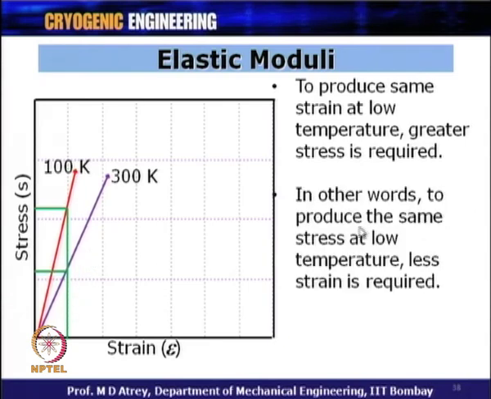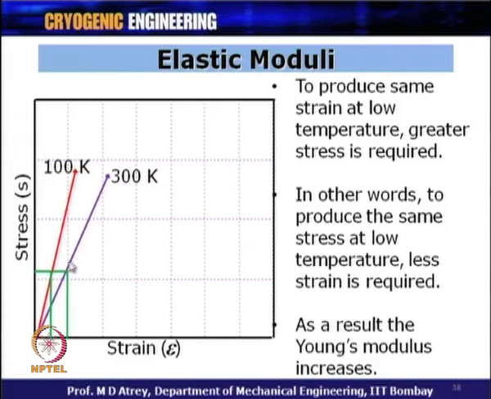In other words, to produce the same stress at low temperature, less strain is required. I can go in a reverse way now. If I want to have the same stress, I will get less strain at 100 Kelvin and more strain at 300 Kelvin. So, my stress upon strain at lower temperature will be different than stress upon strain at higher temperature.